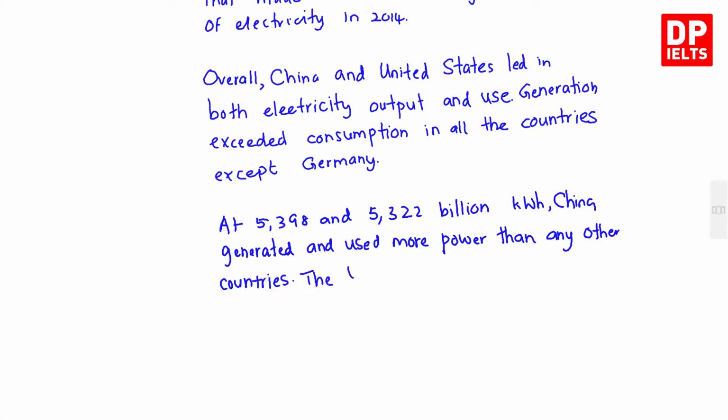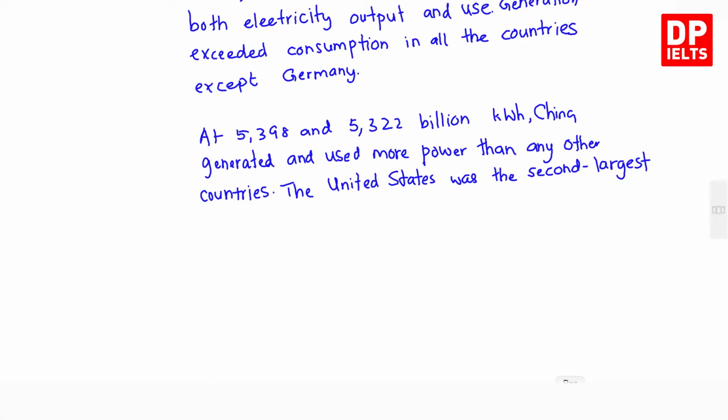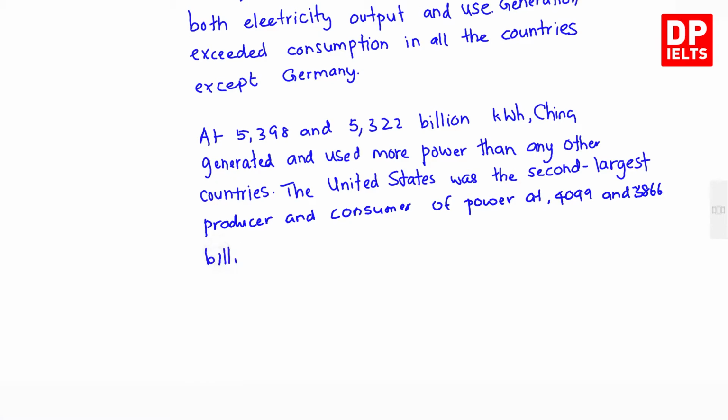The United States was the second largest producer and consumer of power at 4099 and 3866 billion kilowatts respectively.